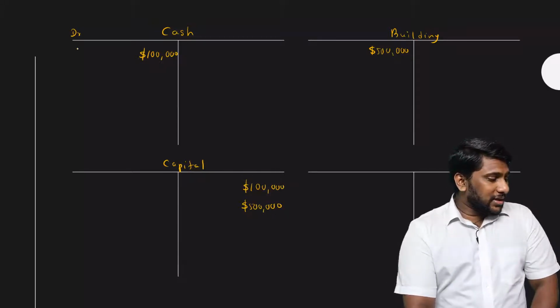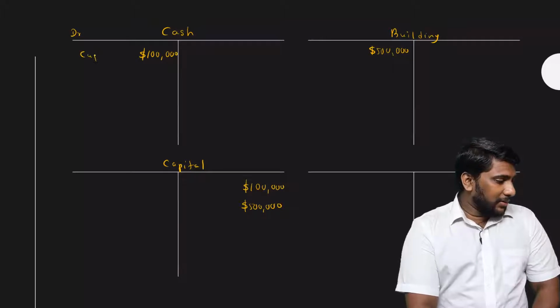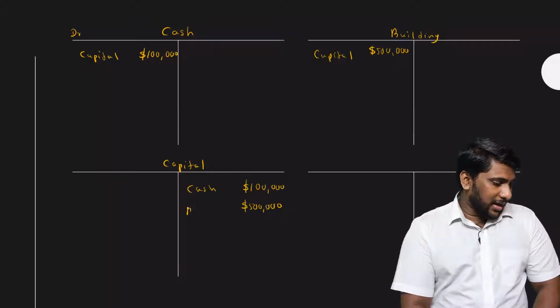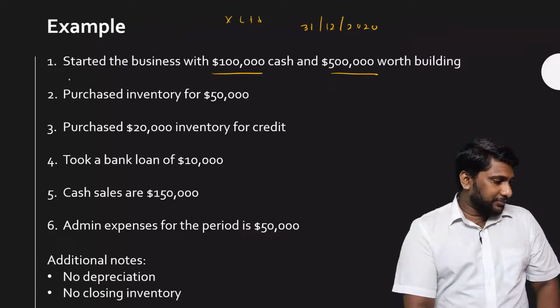So I can switch the names. Here I will write the capital, and here also I will write the capital. And here I can write the cash, and here I can write the building. So that transaction is done.